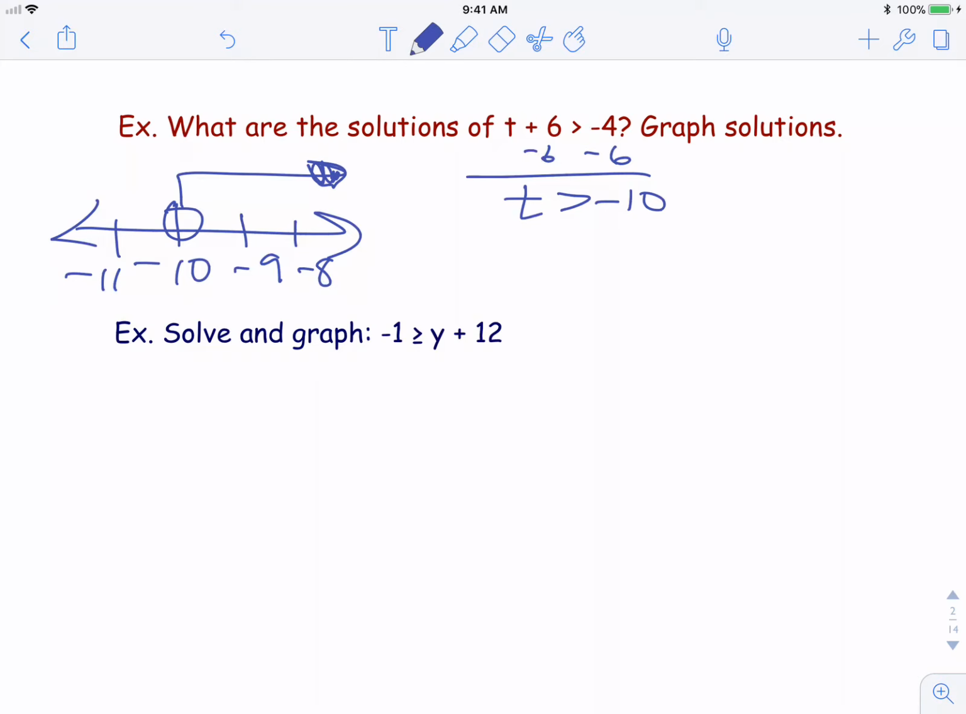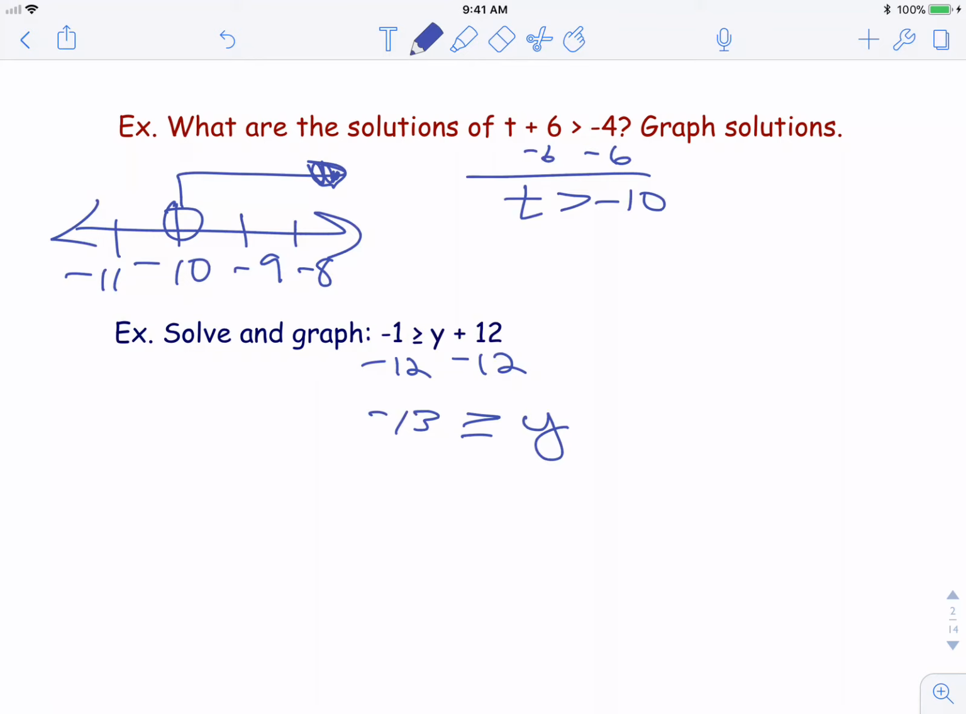The next example: y is being added by 12. The opposite of adding 12 to something is subtracting 12 from it. Then this leaves me with negative 13 is greater than or equal to y. Remember, when our variable is on the right-hand side, it may be more helpful to rewrite that inequality.